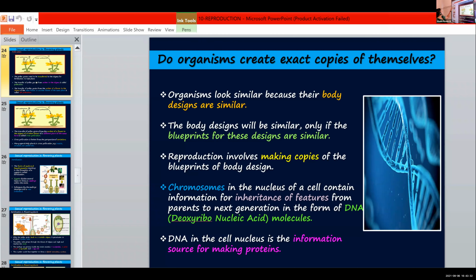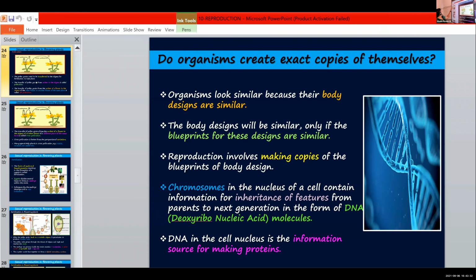Anuj, now give me the answer. What is cross-pollination? Transfer of pollen grains of anther to stigma of another flower of the same kind of plant.